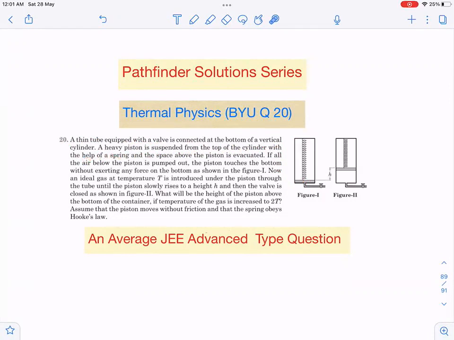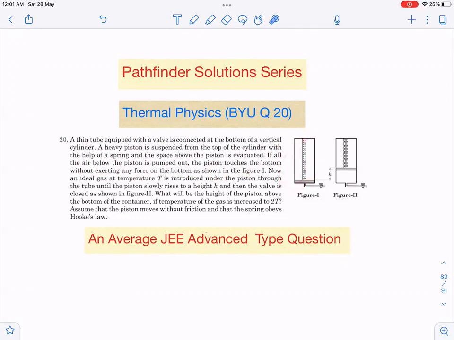With the help of a spring, you can see there is a spring, and the space above the piston is evacuated. So you don't have any air here. This is vacuum. If all the air below the piston is also pumped out, the piston touches the bottom without exerting any force. So this is an important line: the piston touches the bottom without exerting any force on the bottom. That means there is no normal force between the bottom of the cylinder and the piston right now in this figure 1.